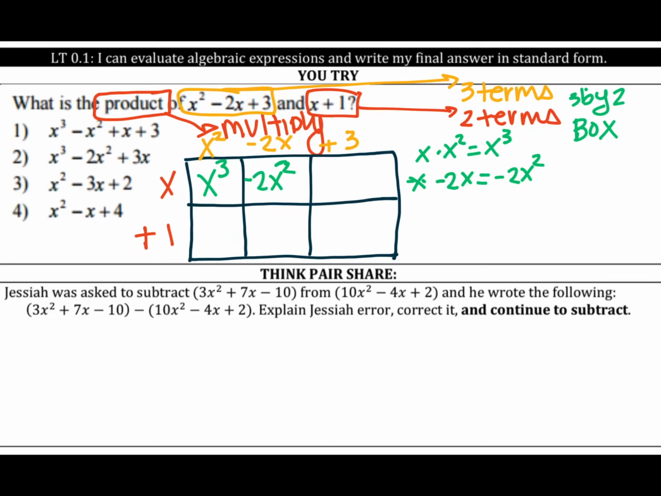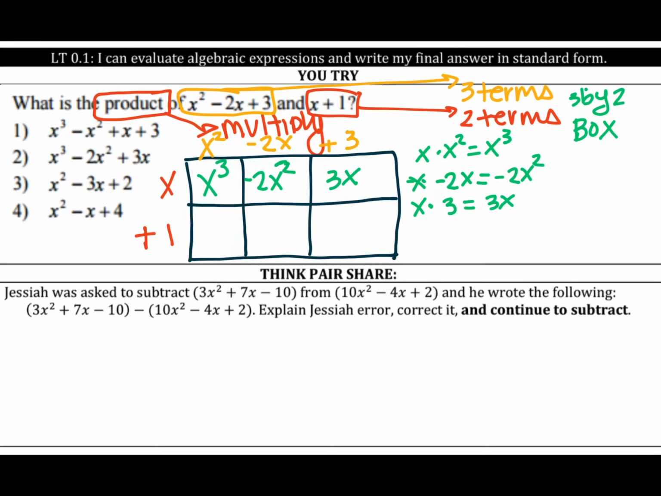Okie dokie. So far, so good. And x times the 3. And that's just going to give us 3x. Let us continue. What I like about the last one is that what's going on?